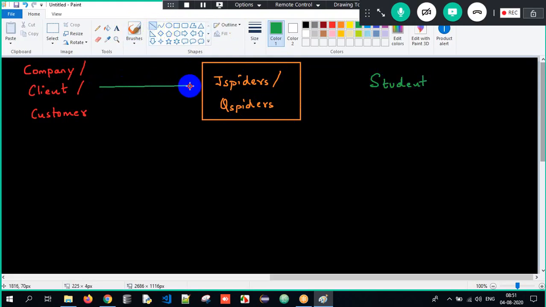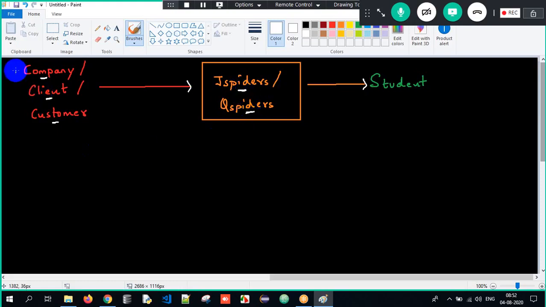So how will the hierarchy work, sir? I will tell you in the easiest possible way. First, what happens? The company, the client or the customer, will approach J Spiders and Q Spiders, or vice versa, J Spiders and Q Spiders will approach the company. The company has a few vacancies, and that important information is given to J Spiders or Q Spiders.